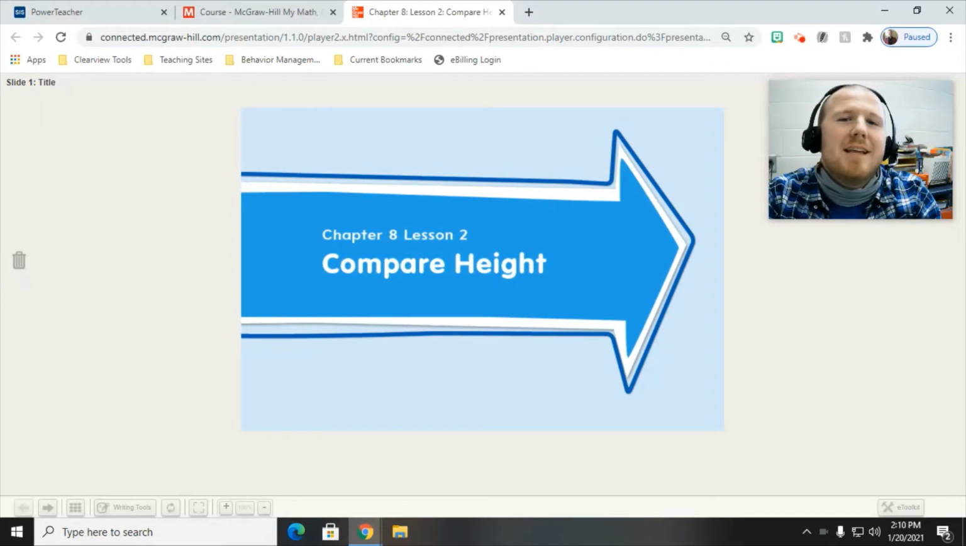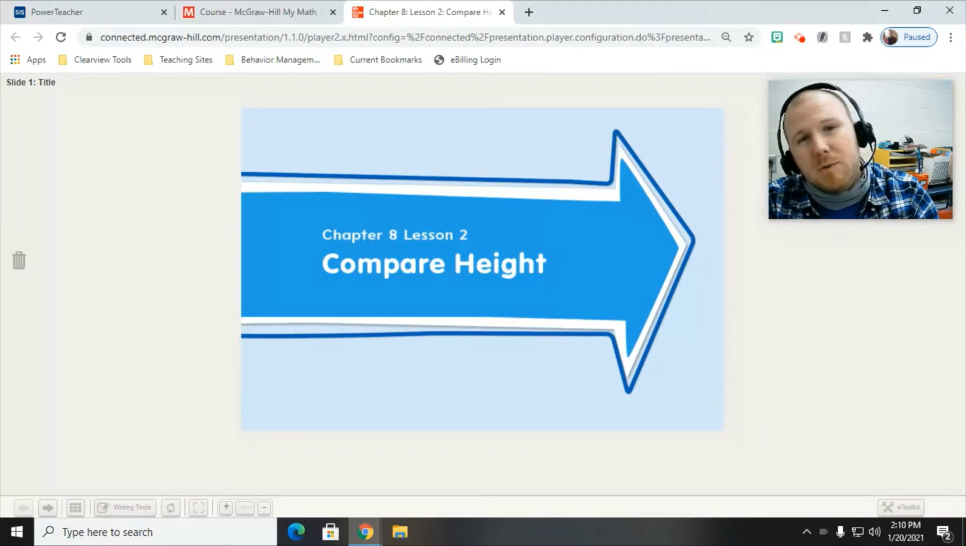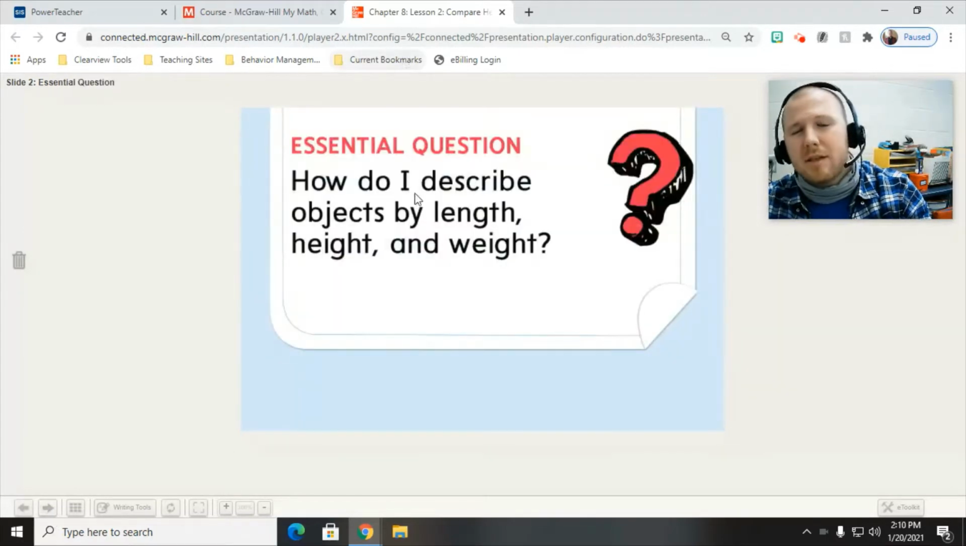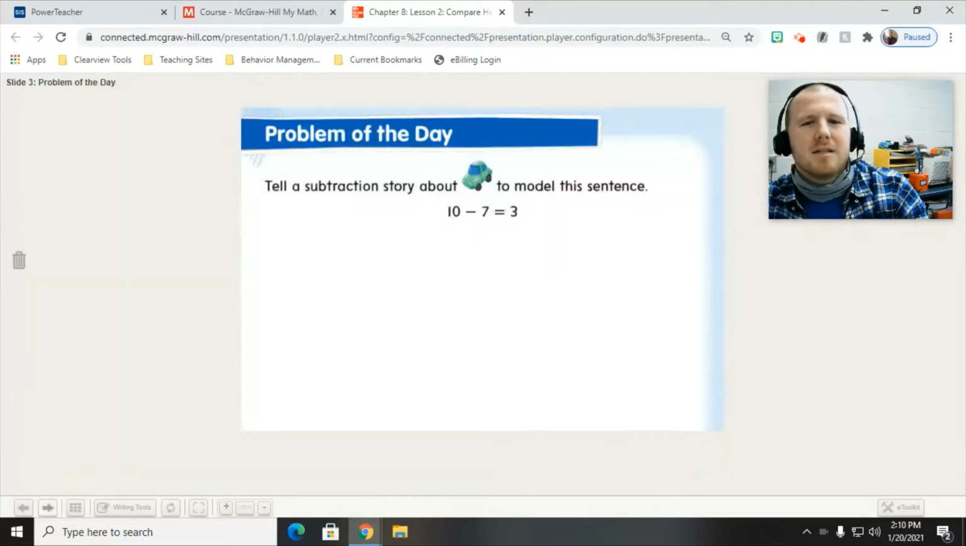Today we are back at My Math. We're doing Chapter 8, Lesson 2. We talked about length in the last video, but today we're talking about height. We're comparing height. That means how tall something is. And as we look at the essential question, we see: how do I describe objects by length, height, and weight? Well, we're getting there. Let's figure it out. We know how to do it with length. We're talking about longer and shorter, but how do we do that with height? So let's take a look.